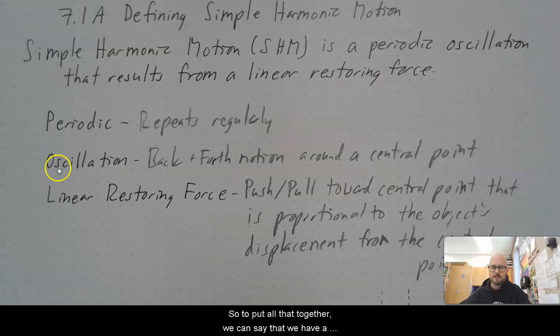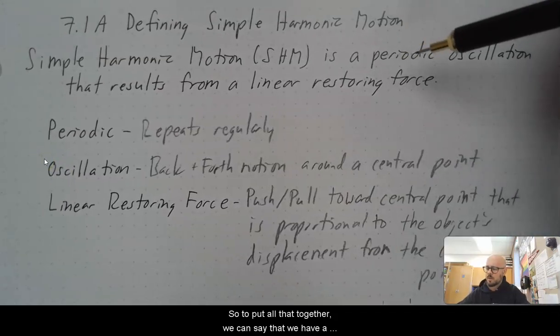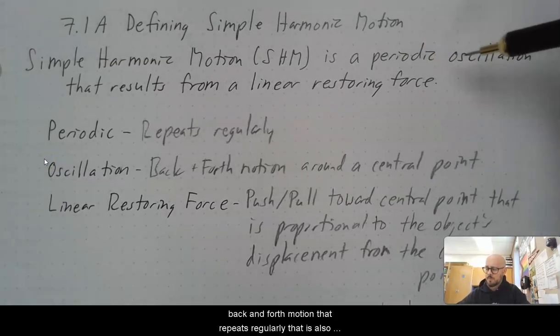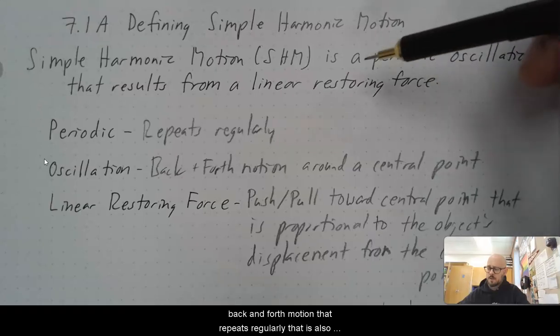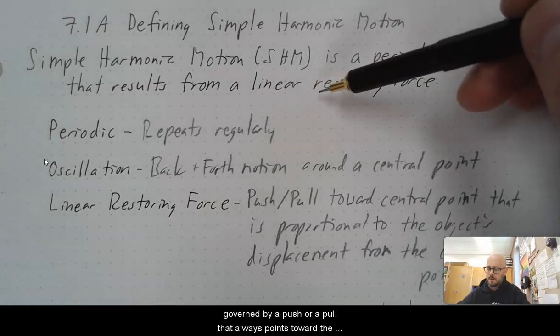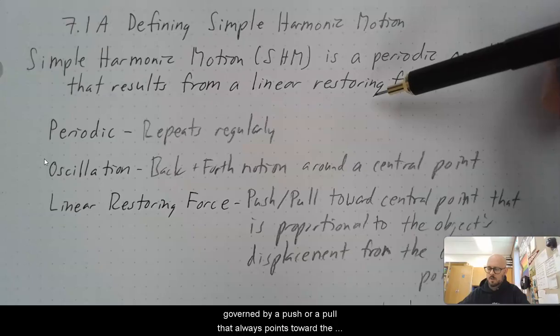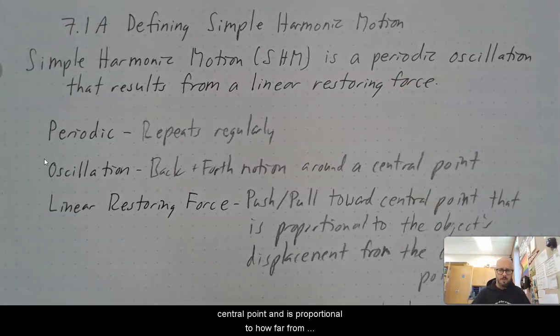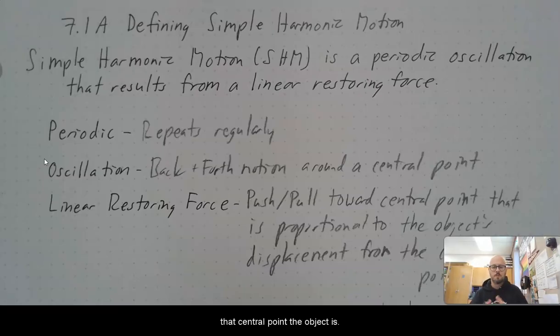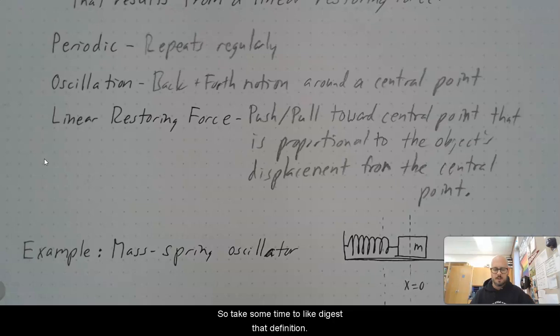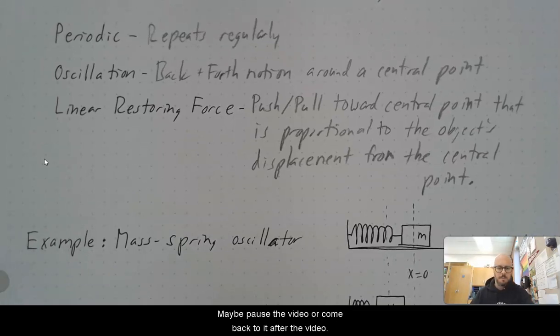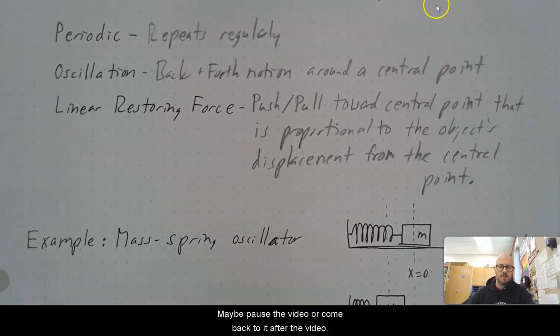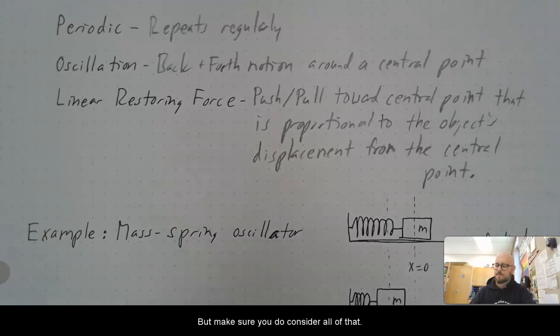So to put all that together, we can say that we have a back and forth motion that repeats regularly, that is also governed by a push or a pull that always points toward the central point and is proportional to how far from that central point the object is. So take some time to digest that definition, maybe pause the video or come back to it after the video, but make sure you do consider all of that.